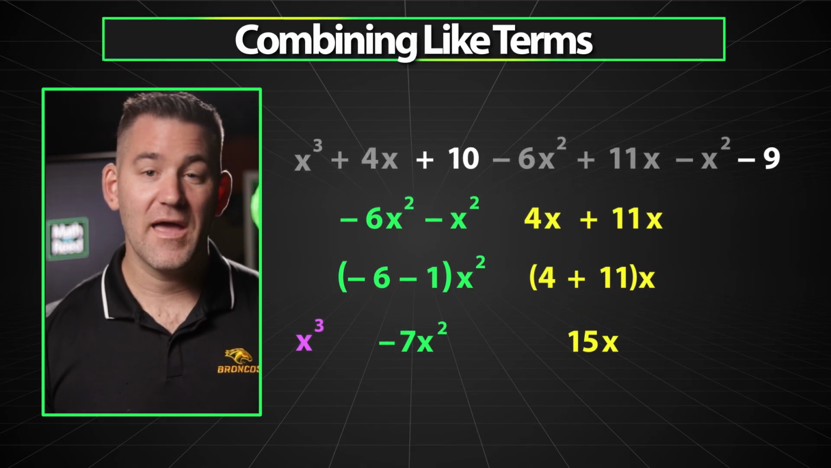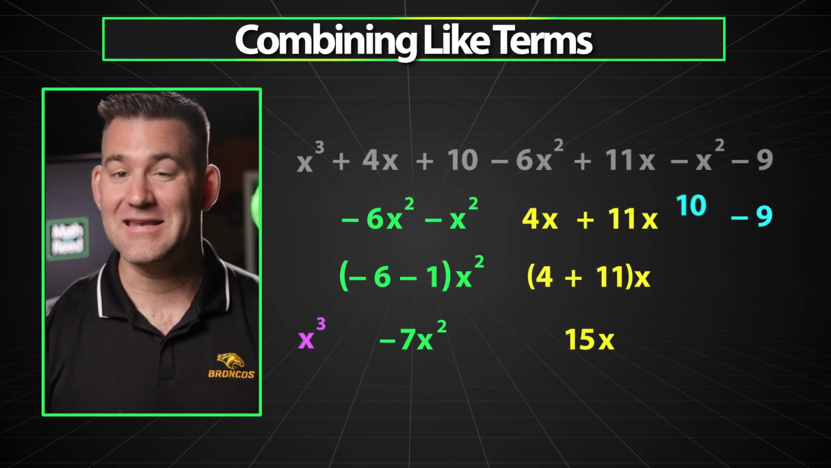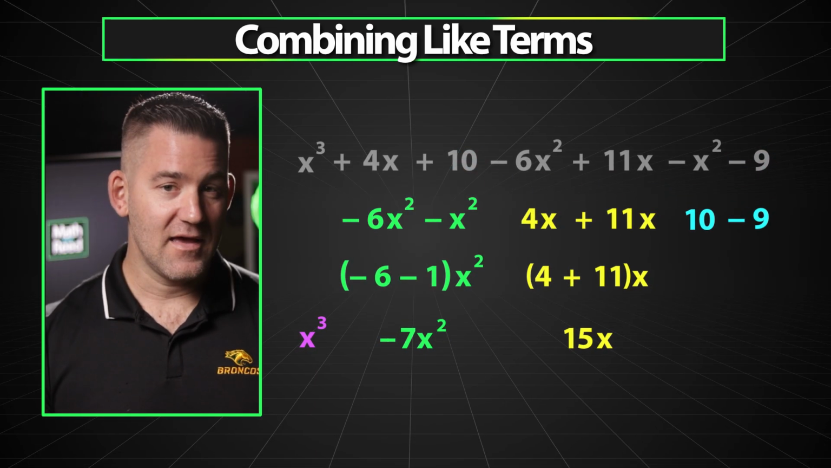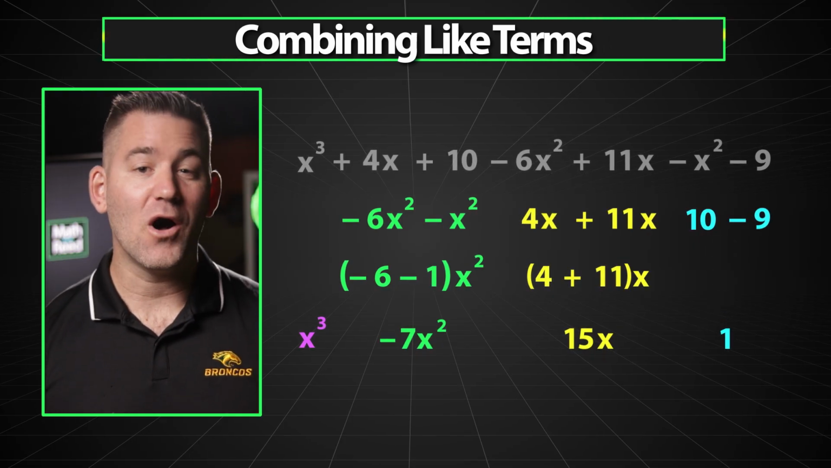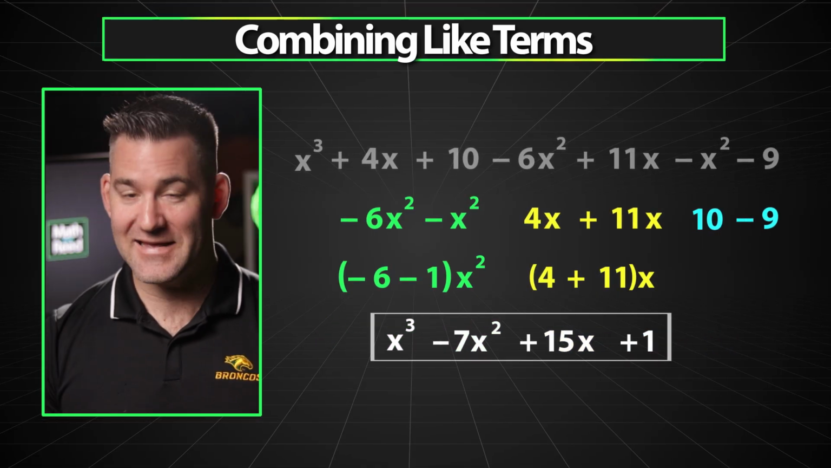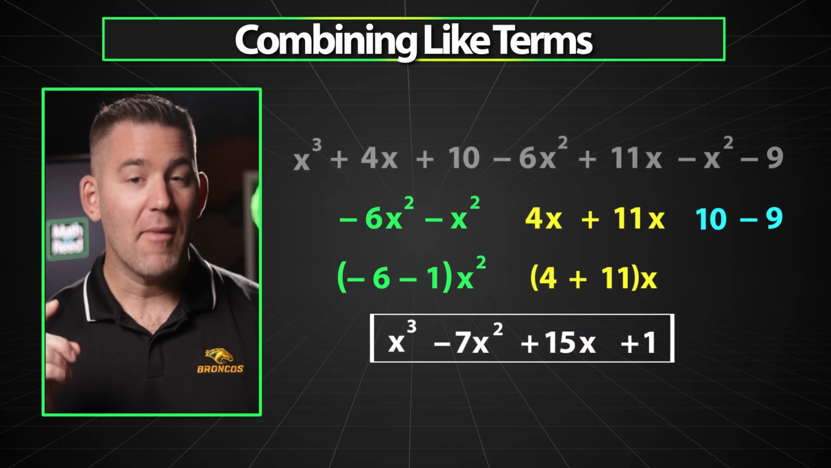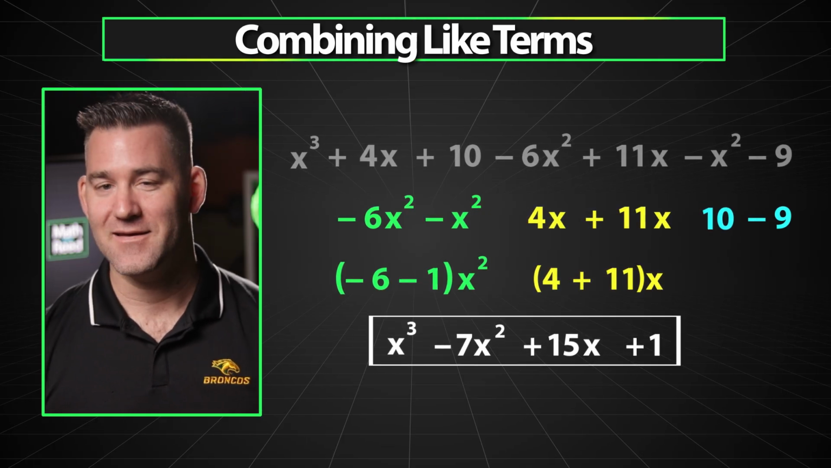And finally, we have our whole number constants. I see we have the 10 and a negative 9. Well, 10 plus negative 9 gives us 1. Well, that accounts for all of the terms, so we are done. And our final answer is x cubed minus 7x squared plus 15x plus 1.